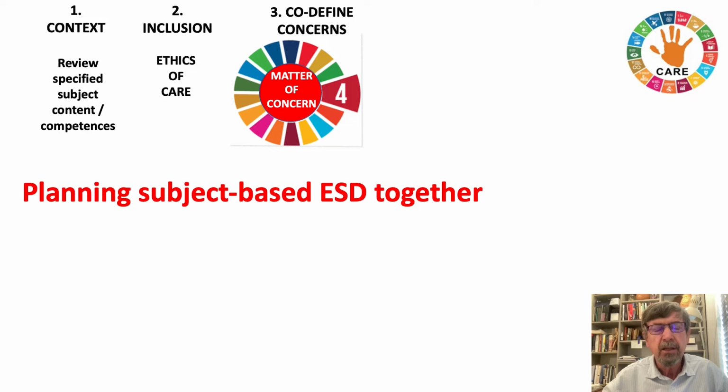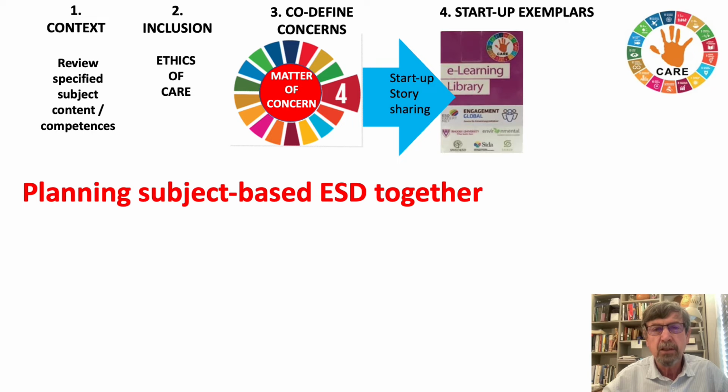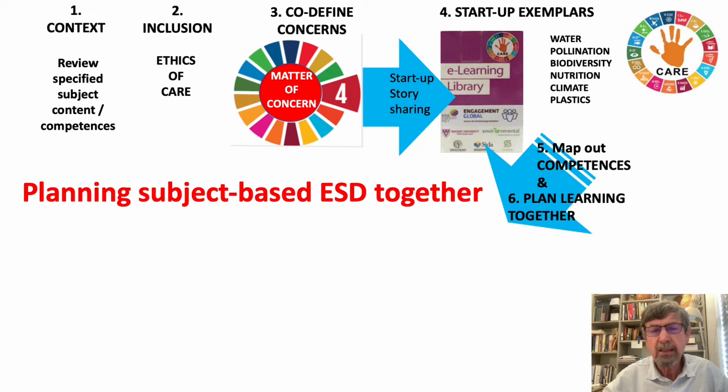And these are explored in the other short YouTubes associated with this. But critical is the startup story sharing, the real world stories, and then drawing on some of the libraries of activities that are emerging around key topics in the curriculum, like water pollution, biodiversity, nutrition, climate change, and plastics, etc. Some of which are in the International Handbook for Handprint Care as exemplars. Then what we need to do is to map out the competencies and plan learning together.